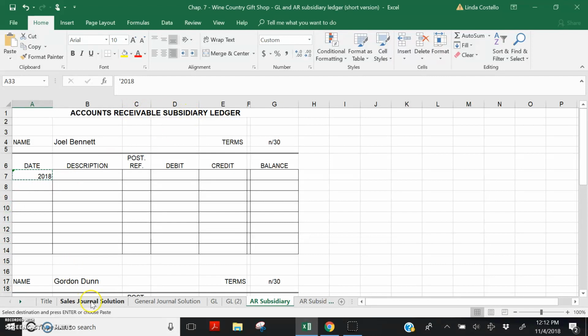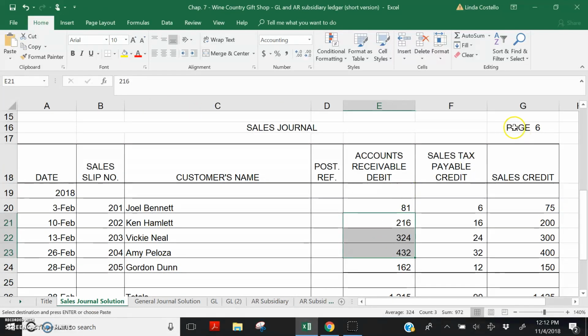Looking at page 6 of the sales journal, you can see that on February 3rd, we recorded a debit to accounts receivable in the amount of $81 for customer Joel Bennett. Let's record that $81 debit to Joel Bennett's customer card in the accounts receivable subsidiary ledger.